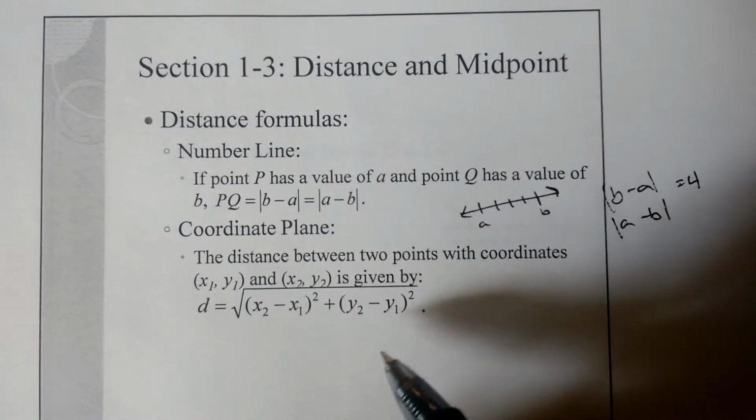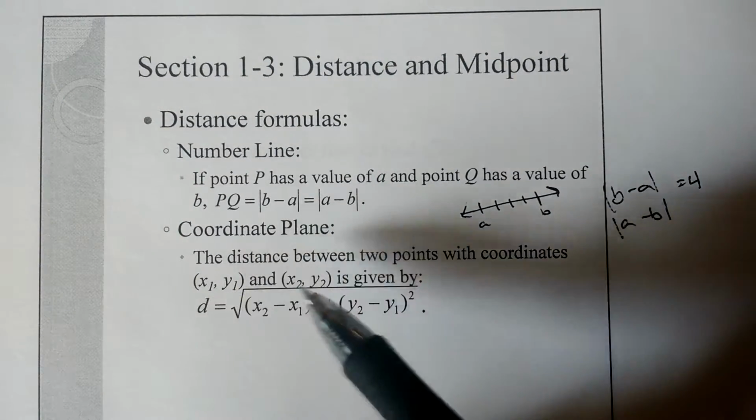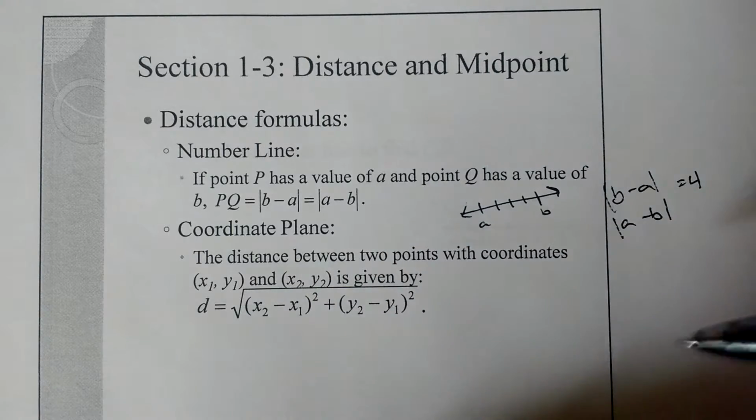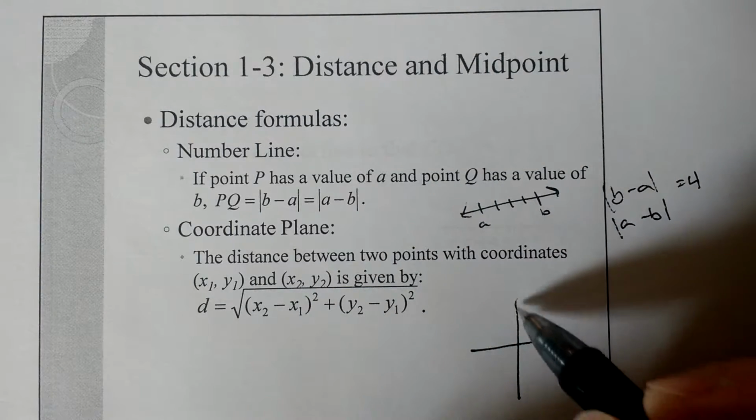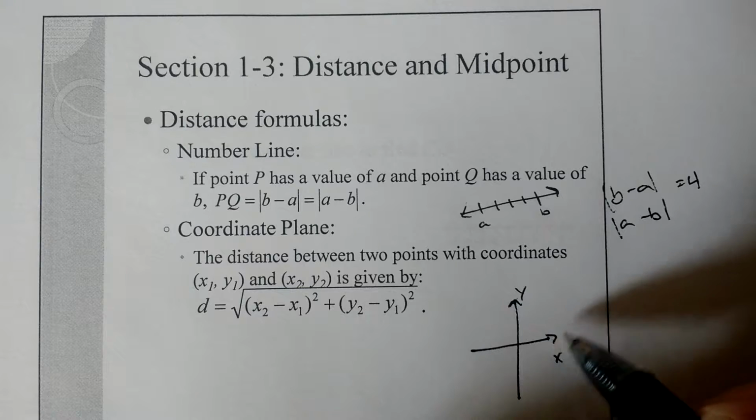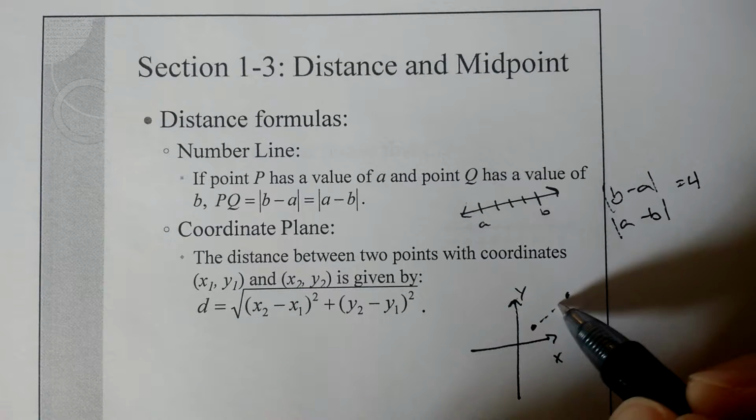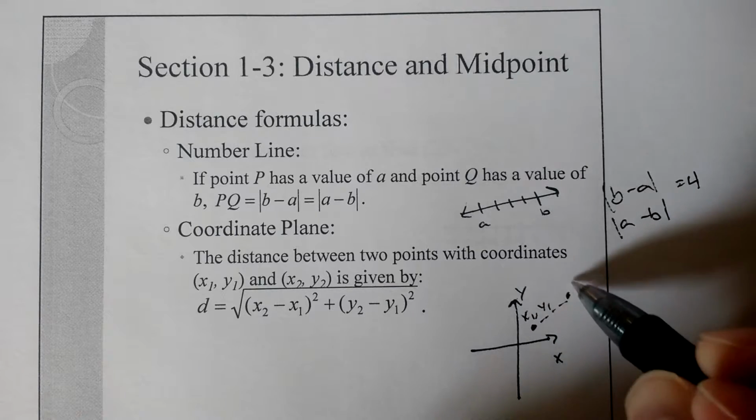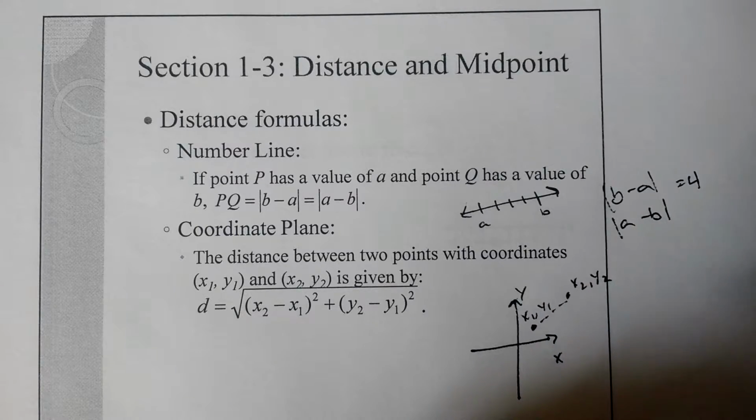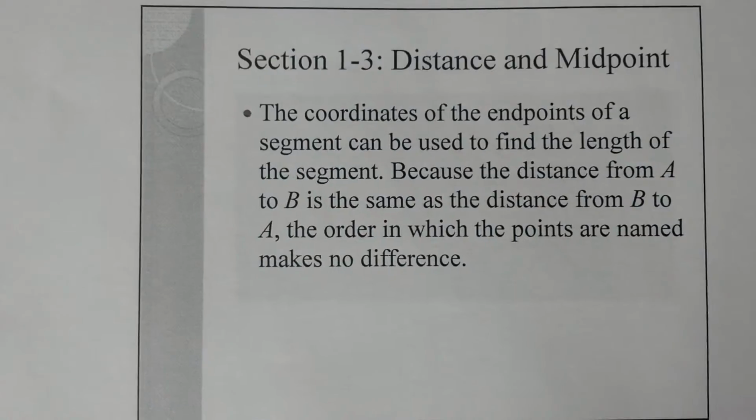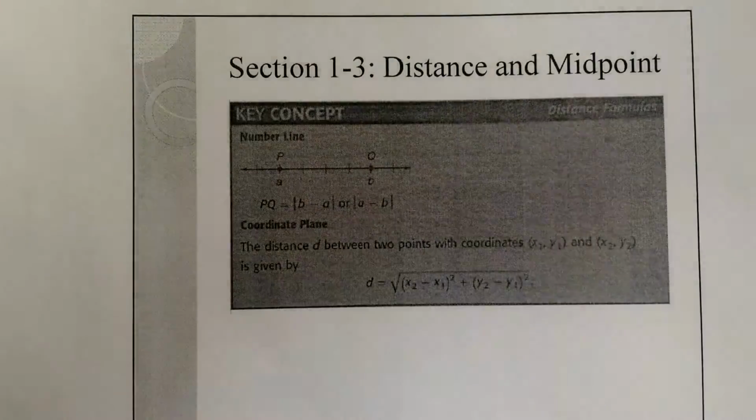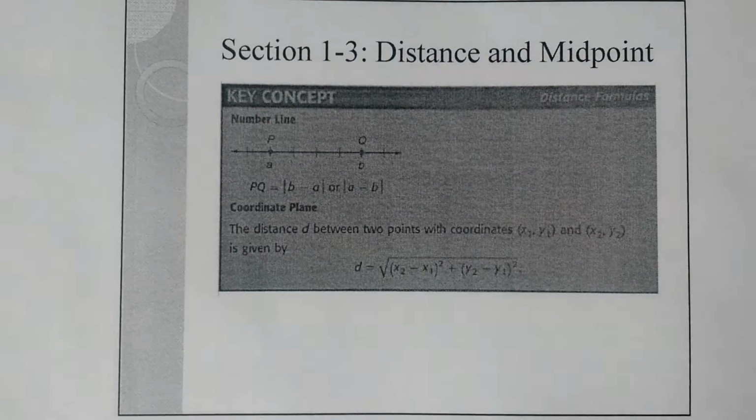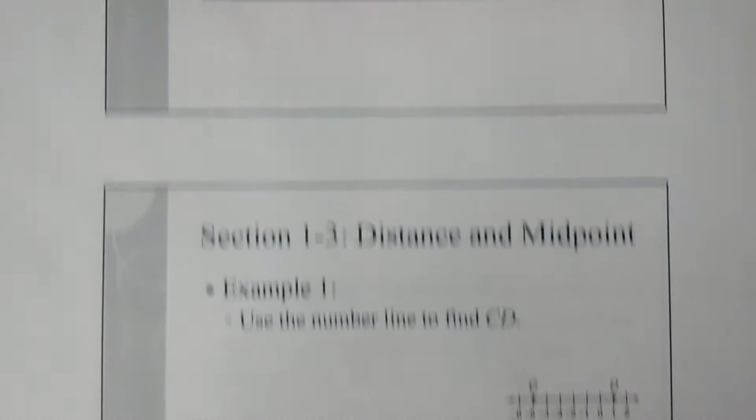Distance is given by this formula, where you have 2 points, x1, y1, and x2, y2. So this would be on the coordinate plane, meaning you have your y-axis and your x-axis, and your 2 points are somewhere there, and you're measuring the distance between them. So this point lies at x1, y1, and this one lies at x2, y2. All right, so just a key concept box for your composition book.